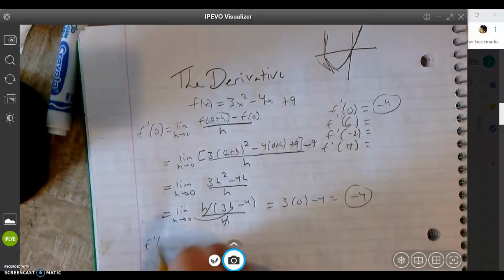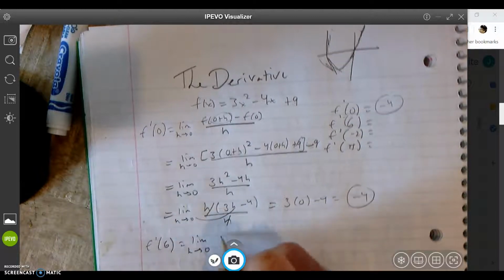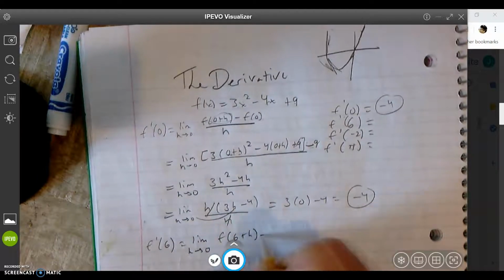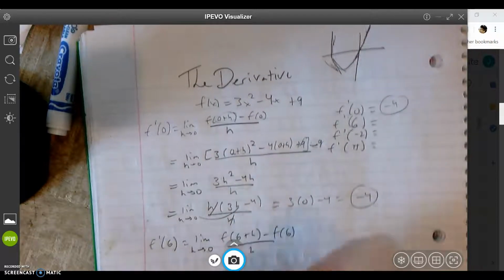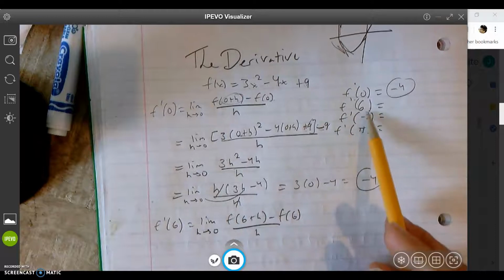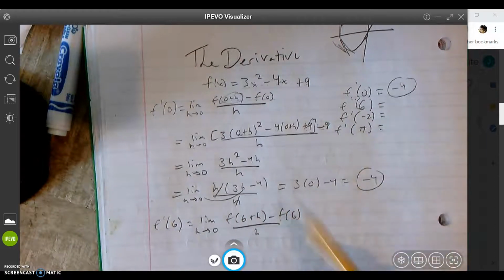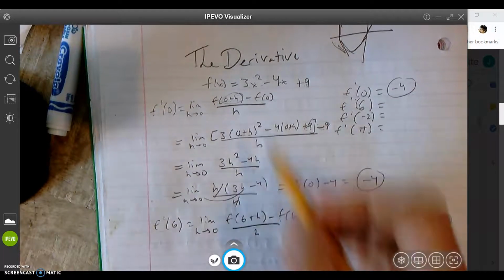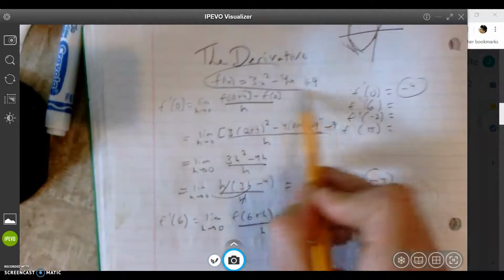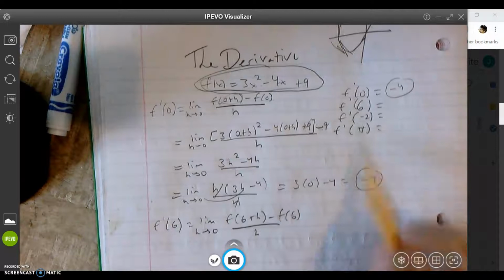So it'd be f prime of 6 equals the limit as h approaches 0 of f of 6 plus h minus f of 6 over h. Wait. You're telling me I got to do this all 4 times? That sucks. So there's got to be a better way to do this because it's going to take me forever to do it. So what I can do is find the derivative instead. So the derivative is going to help me find the slope on all these. So all I have to do is once.